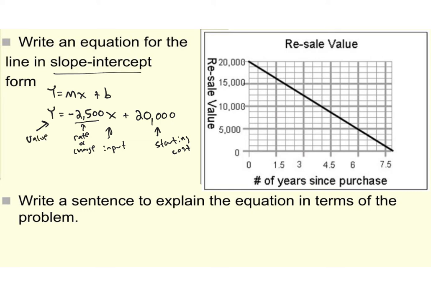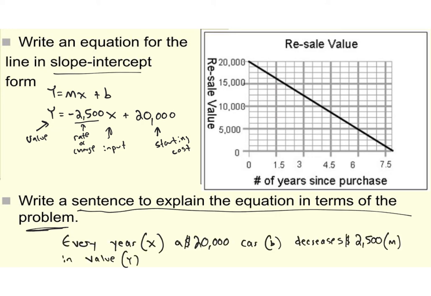Once you have all of those pieces in mind and what they all mean, then we can write a sentence to explain the equation in terms of the problem. This could be in your own words. What I'm going to say is that every year, a $20,000 car decreases in value by $2,500. So every year, x, a $20,000 car, b, decreases $2,500, m, in value, y. In your explanations, please make sure that y equals mx plus b is represented, every piece of it.